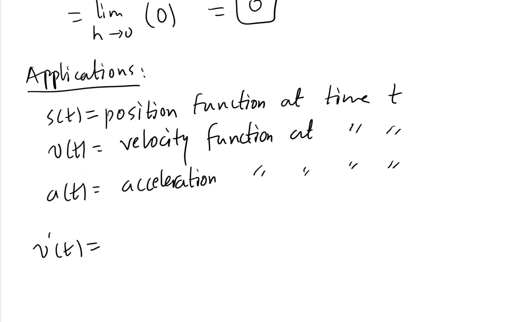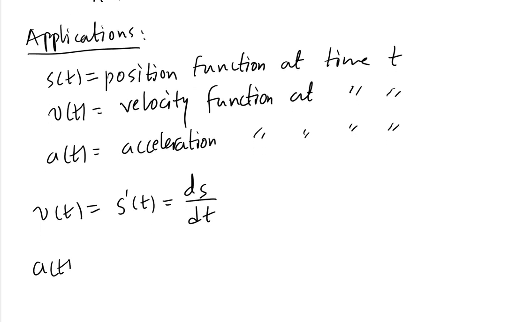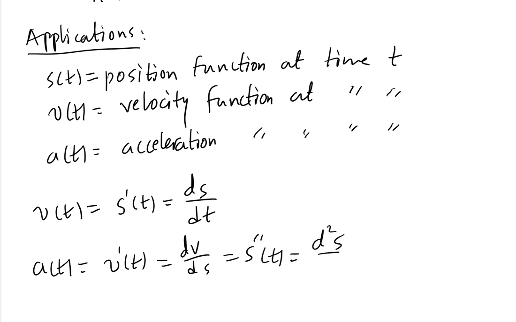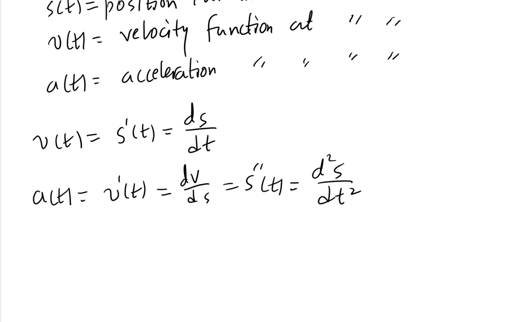V of t is the derivative of s of t, or we can say ds/dt. The acceleration is the derivative of the velocity, or the second derivative of s, so it's d squared s over dt squared. So that's the relation between position, velocity, and acceleration.